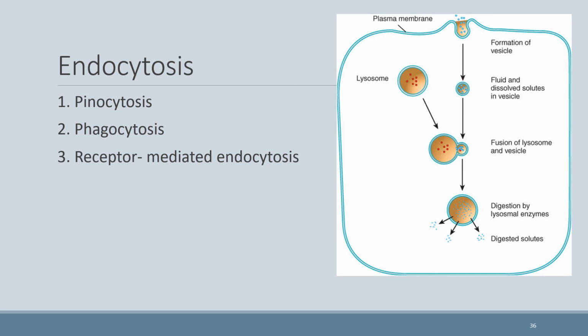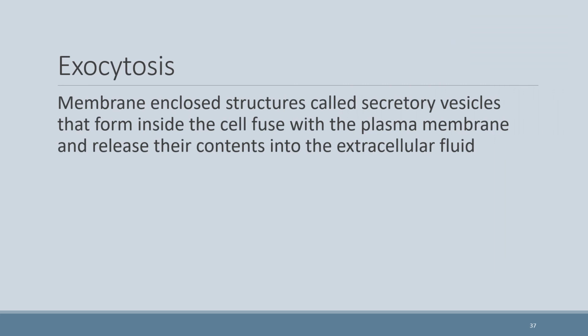Okay, as mentioned, exocytosis involves when a membrane enclosed structure called a secretory vesicle is formed inside the cell. It fuses with the plasma membrane and releases the contents into extracellular fluid. So with exocytosis, we're releasing substances that were inside the cell, we're releasing them to the outside world. So with exocytosis, we're getting things out. Endocytosis, we're bringing things in.